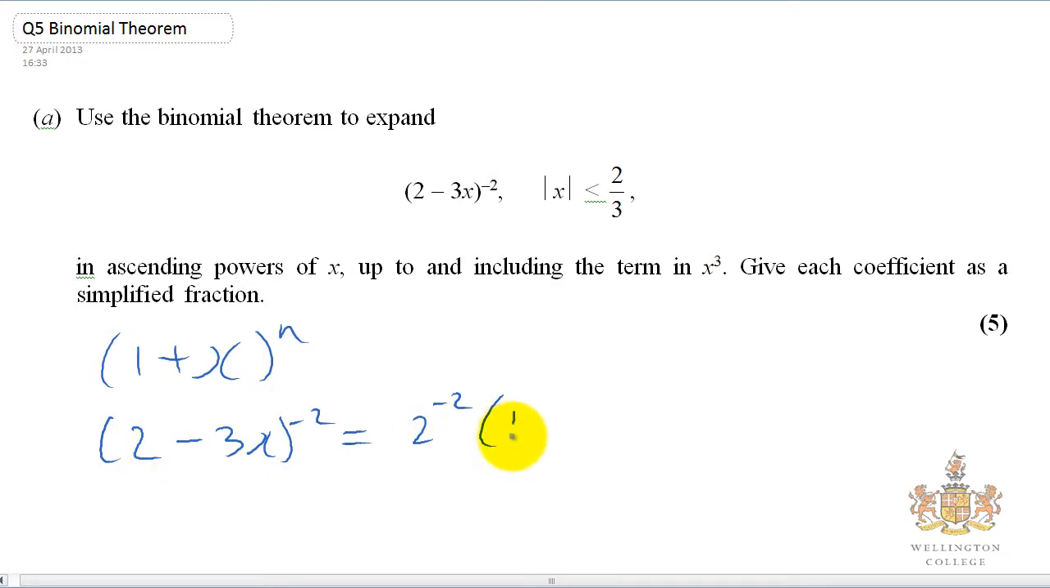That leaves you just 1 here. Then we're taking out a factor of 2 here, so we get plus -3 over 2 x, all to the power -2. Now in the expansion, this becomes our x value.